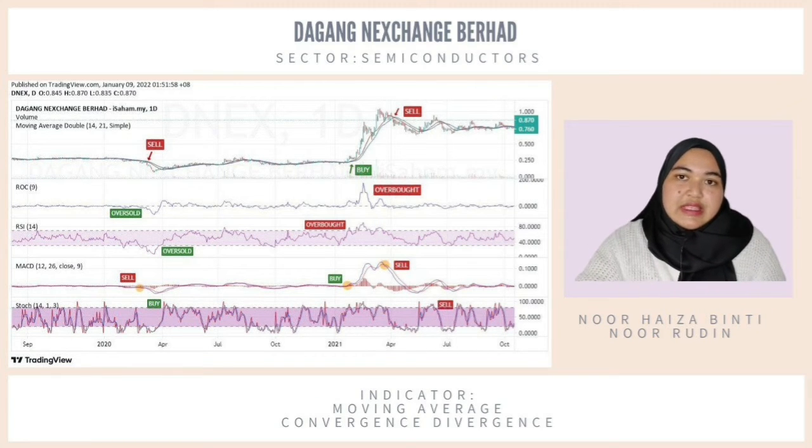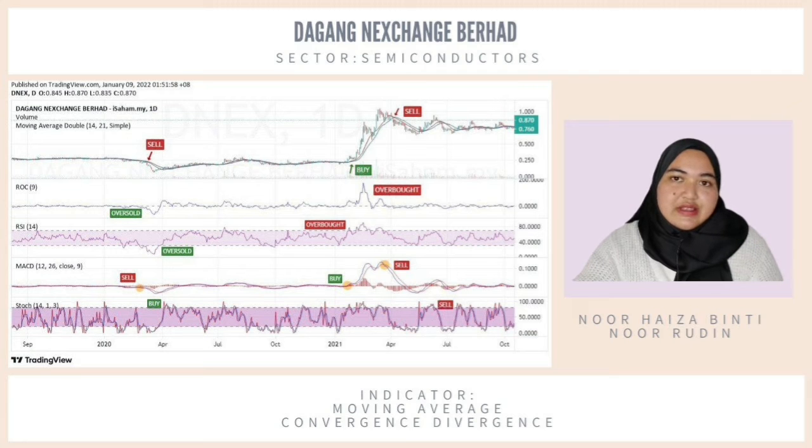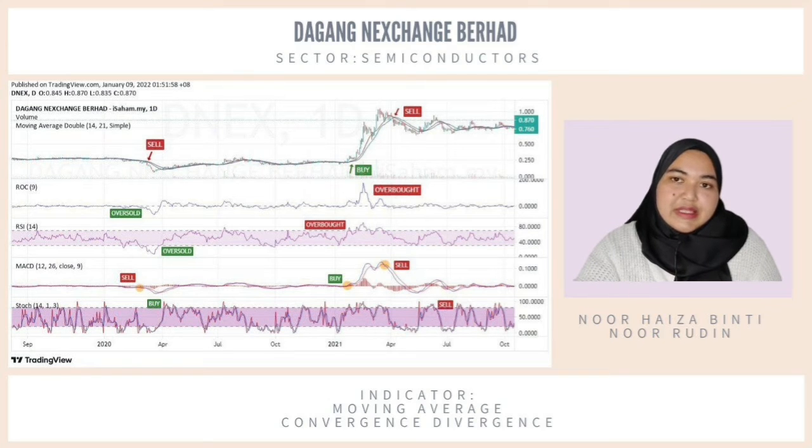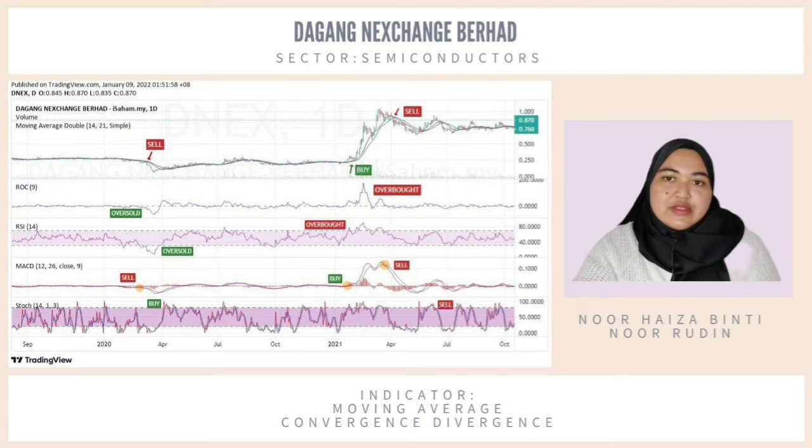Fourth, MACD. The MACD crossed below the signal line in March 2021, indicating a sell signal. An uptrend in February 2021 occurred where the MACD crossed over the signal line and the MACD histogram turned up below zero, showing a positive buying signal. Traders definitely should buy the stock at that point so they can generate a significant profit.